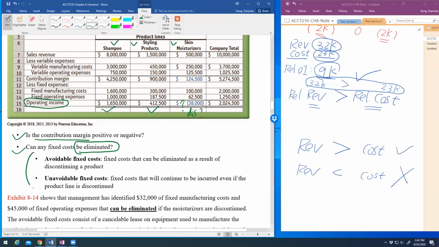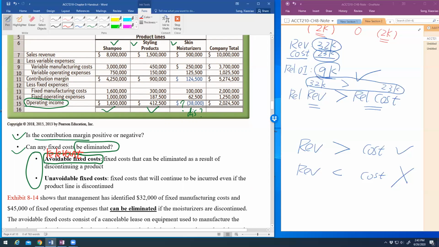For our fixed cost, we have 2 types. One is called avoidable fixed cost. So if you don't keep this product, you can avoid it. When you see this word avoid, it means relevant. You ask me why?